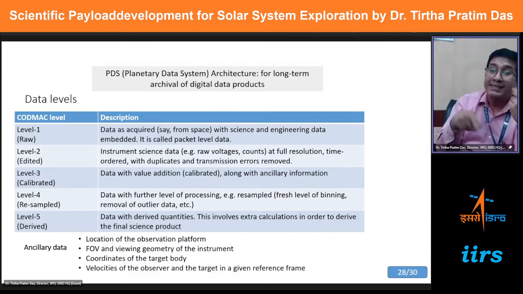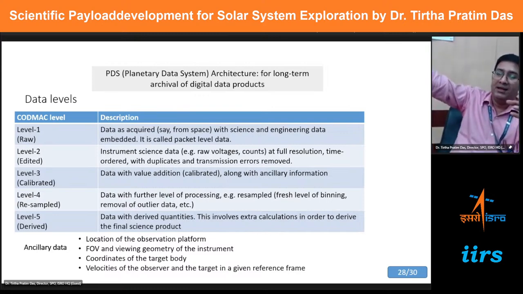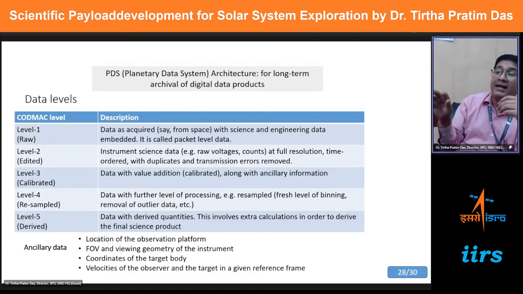Level 2 is sometimes edited. Edited in the sense of the instrument science data at full resolution, time ordered. Sometimes the data come in bits and pieces. The later data may come first, so you have to do a jigsaw puzzle. So all these things are done, and transmission errors might occur. So those data quality checks you can do, and you come up with an edited data set which is a bit usable.